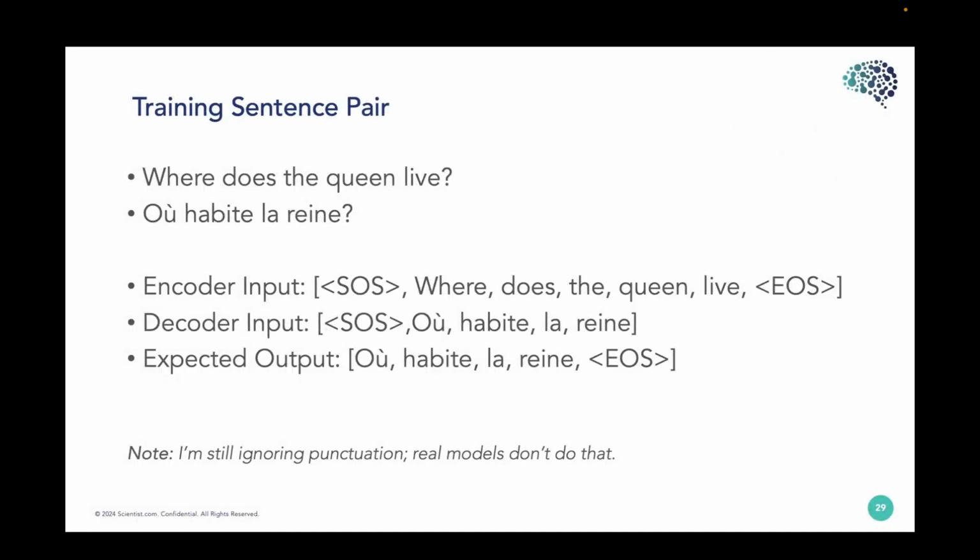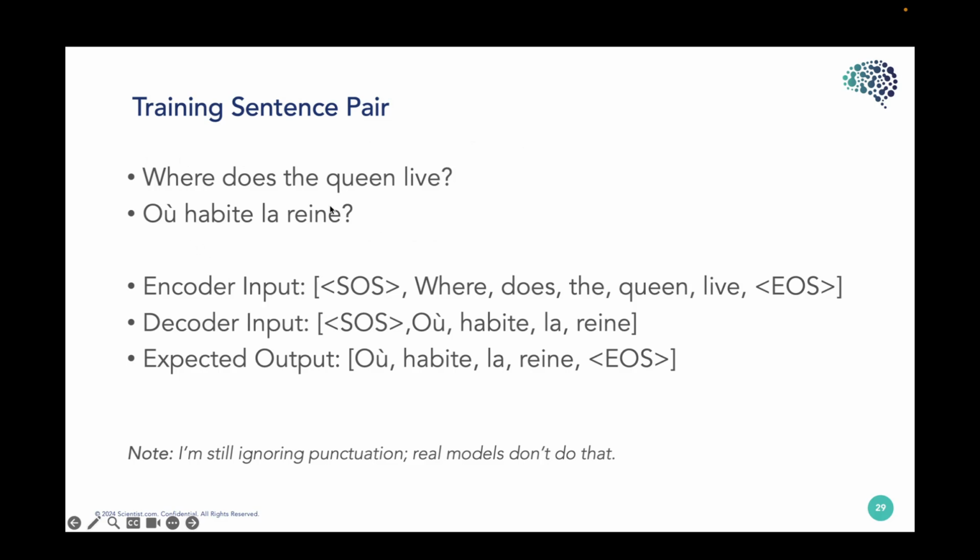Okay, so how do we train the transformer? Well, you will recall that to train any sort of machine learning model, we need an input and an expected output. One of the things that this style of transformer is very good at is translation. So that's what we're going to do. Our input is going to be, "Where does the queen live?" Stealing a sentence from our previous talks. And we're going to translate that into French.